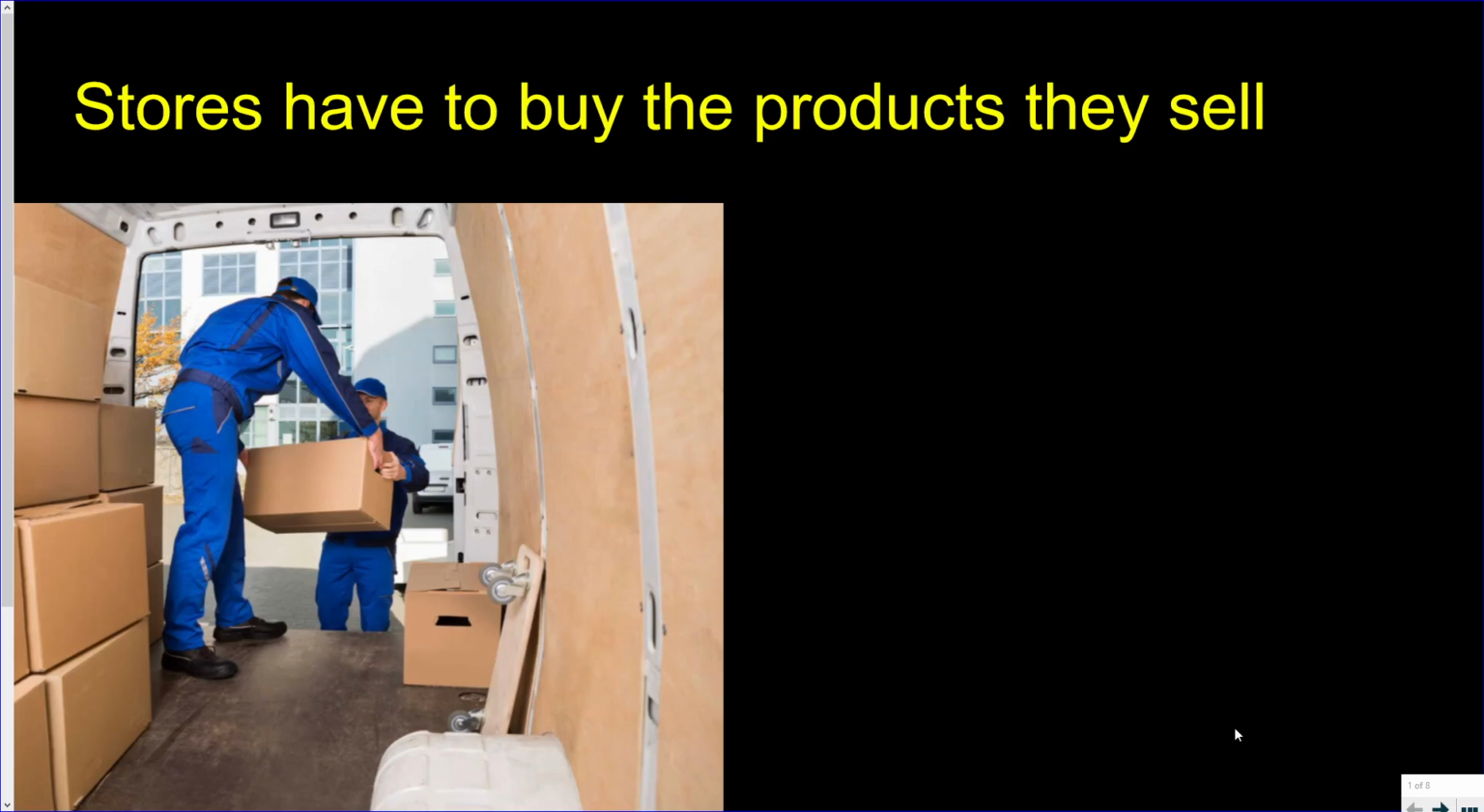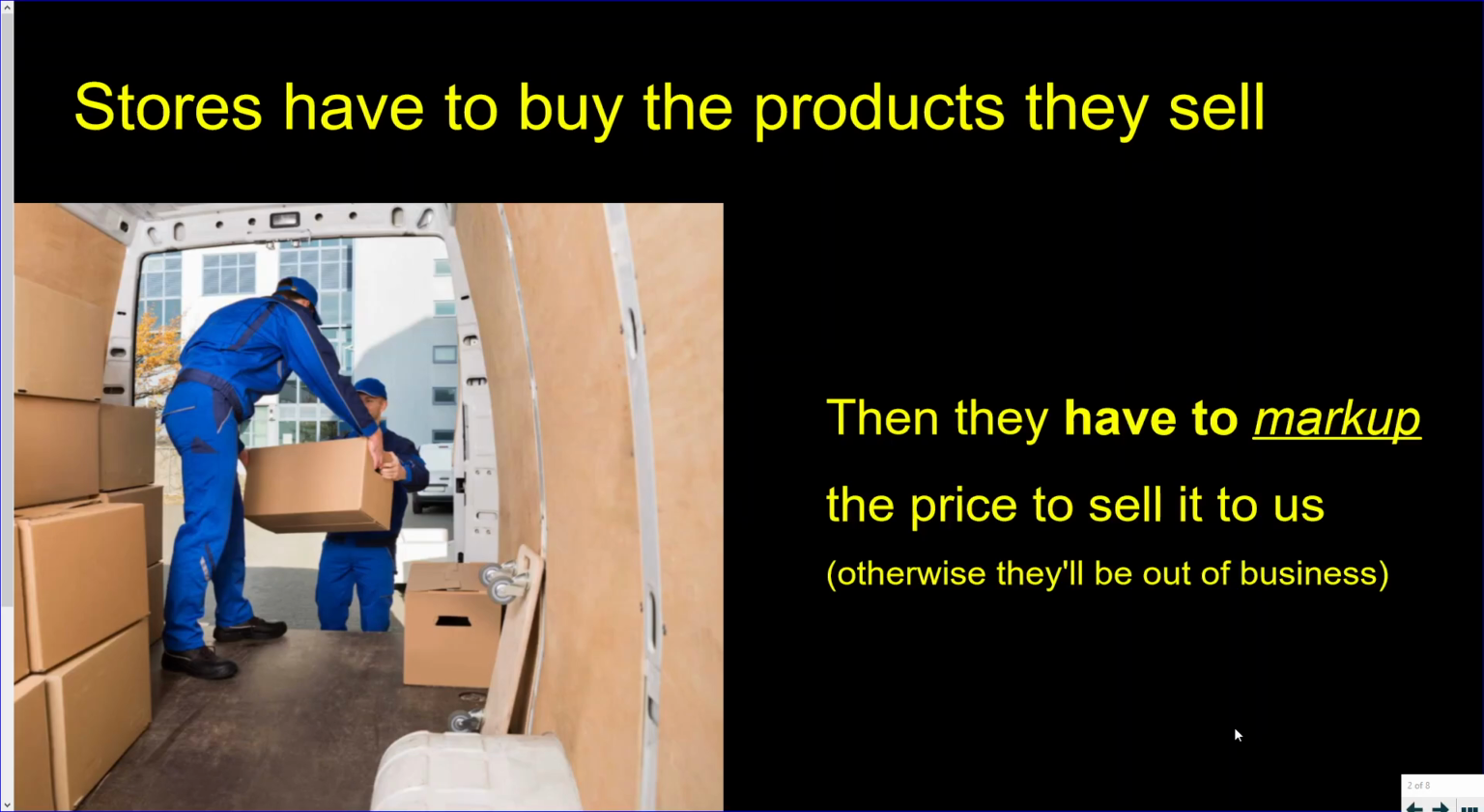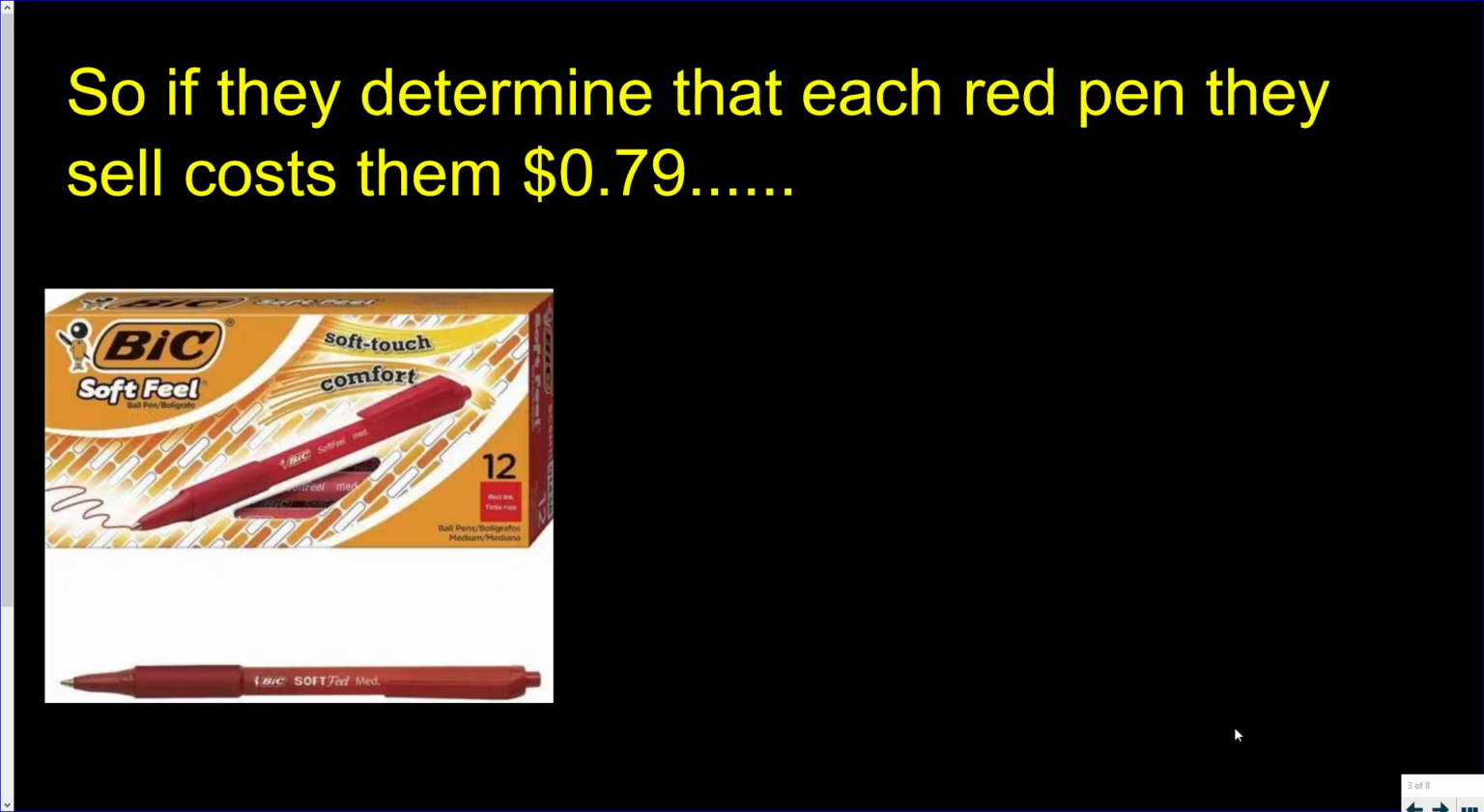We all go to the store to buy what we need. Well, the stores have to buy what they need as well, and then they just mark that price up so they can make enough money to stay in business, to keep buying other stuff and then continually selling it to us. Well, in order for them to come up with the price that they want to sell each item, they'll usually buy things in bulk.